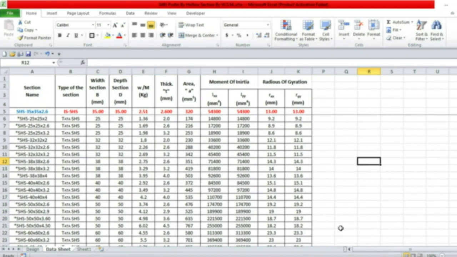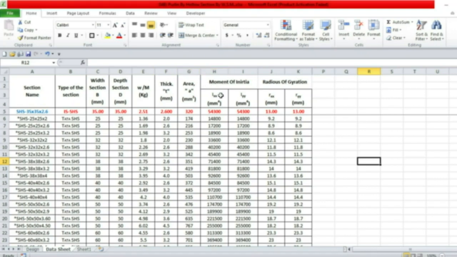Now we have to prepare a data sheet. In this data sheet, in column A, I have written all the names of the sections. In B, all the types of the section: square hollow section, rectangular hollow section, round hollow section, etc. In column C, it is the width of the section. Column D, it is the depth of the section. Column E, it is the weight of the section per meter. In F, it is the thickness of the section. In G, it is the cross-sectional area of the section.